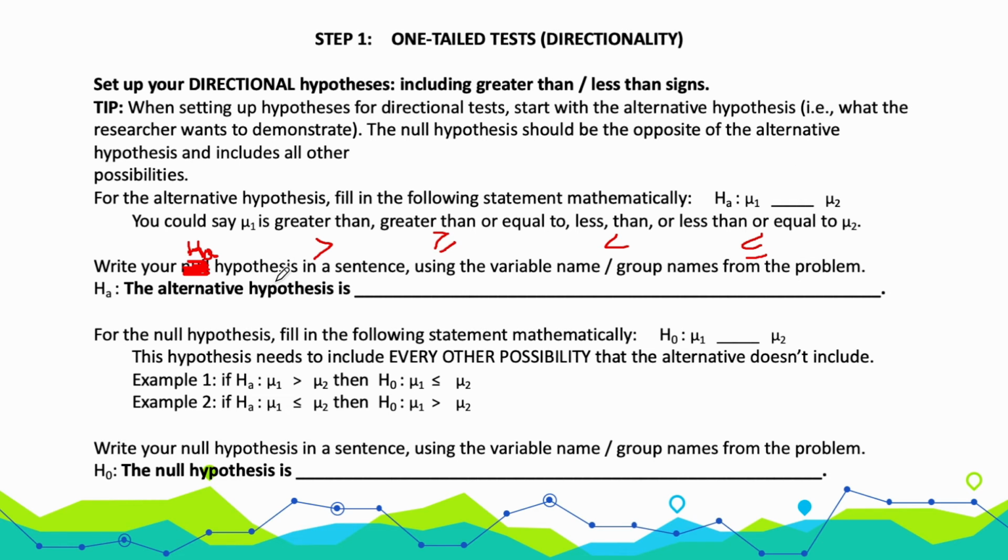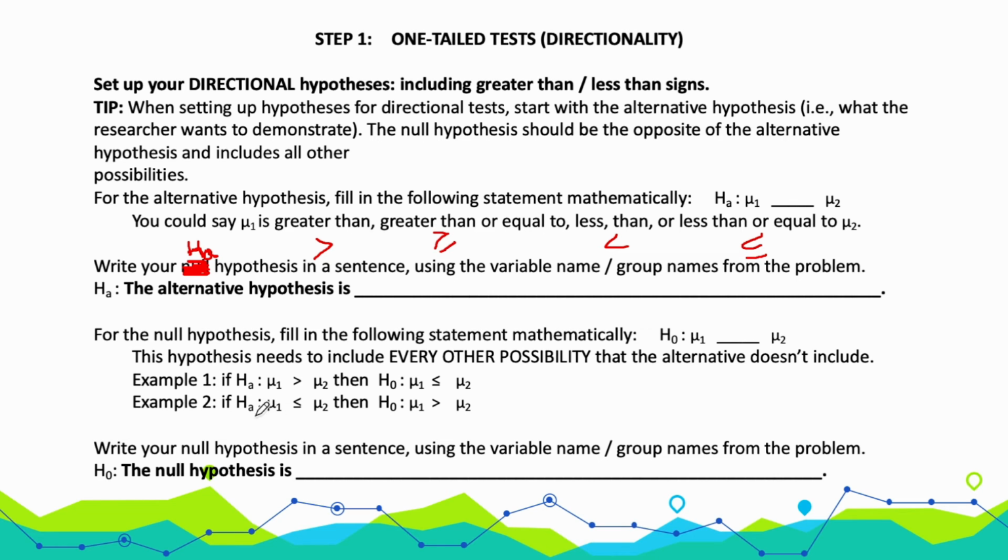Then you'll want to write your alternative hypothesis in a sentence using the variable name and group names from the problem. Then for the null hypothesis, fill in the following statement mathematically. This hypothesis needs to include every other possibility that the alternative doesn't include. So for example, if your alternative hypothesis was that mu1 is greater than mu2, then the null hypothesis has to be that mu1 is less than or equal to mu2.